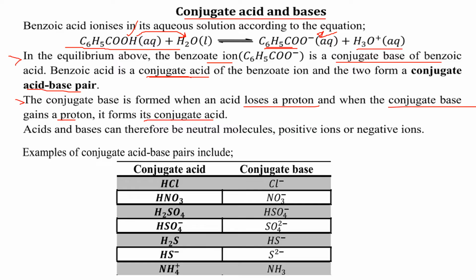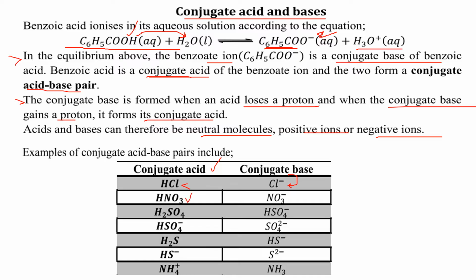Now proceeding, we are saying that acids and bases can therefore be neutral molecules, positive ions or negative ions. Here are examples of the acid-base pairs, and they include the following. Here we are going to look at the conjugate acid, which is a compound or substance that is able to donate protons. And the conjugate base is the compound formed after our conjugate acid has donated its protons. So the conjugate acid here is HCl. After HCl donates its proton, we form what we call a conjugate base, and in this case it is chloride.